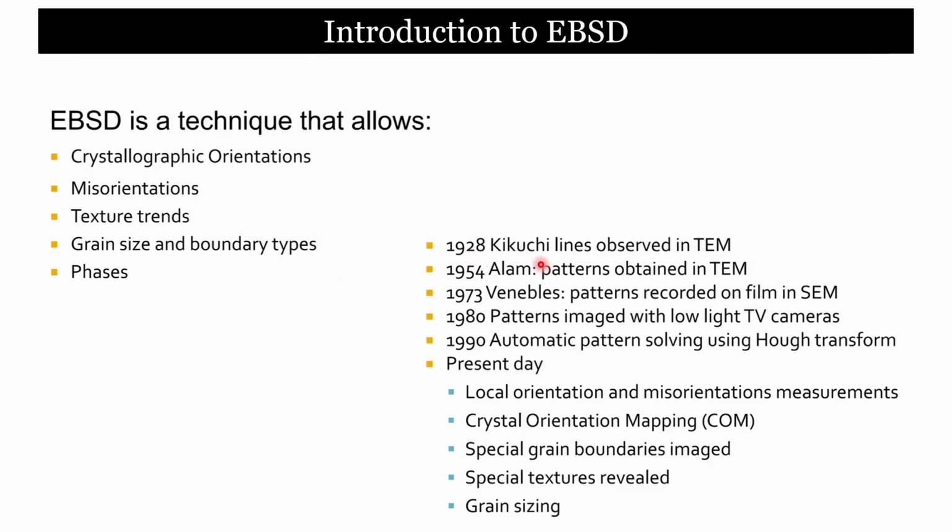These Kikuchi lines were first observed in the TEM in 1928. That is a long time back. After that, in 1954, these patterns were obtained in the TEM, and much later they were recorded in the SEM. These patterns are observed in both SEM and TEM, but they were first observed in the TEM. When we study TEM, we will also study its importance in TEM pattern analysis and imaging.